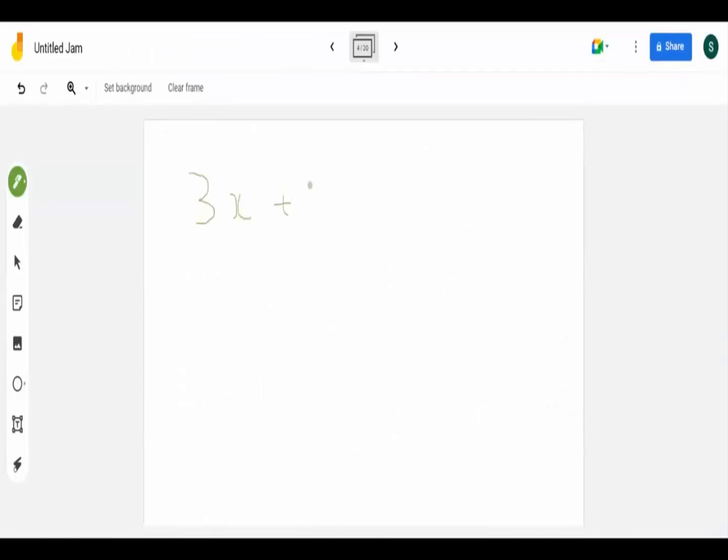3x plus 8 greater than 2. Subtract 8 on both sides. 3x greater than 2 minus 8, that is minus 6. Divide by 3 on both sides to get x greater than minus 2.